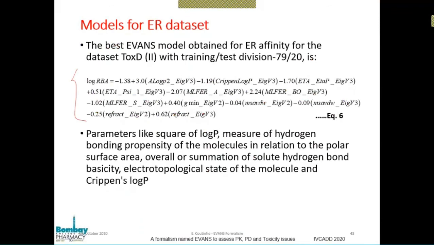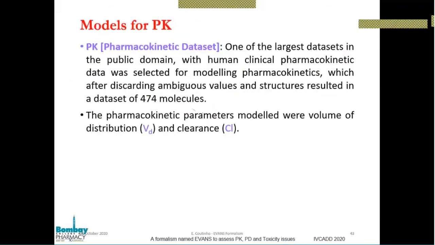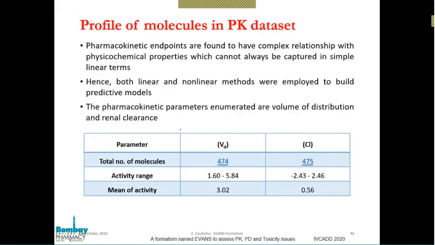Then we come down to the last application, applying the EVANS methodology for pharmacokinetics. The pharmacokinetic parameters that we have modeled are the volume of distribution and the clearance. The number of molecules in the data set used to model the volume of distribution is 474, and the number used to model the clearance is 475.